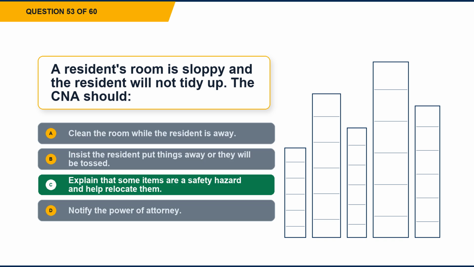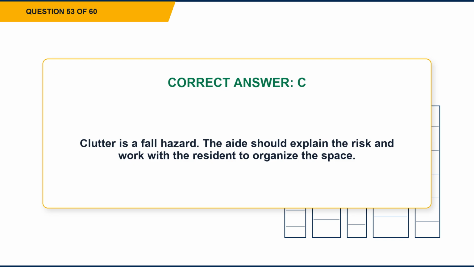The correct answer is option C, explain that some items are a safety hazard and help relocate them. Explanation. Clutter is a fall hazard. The aide should explain the risk and work with the resident to organize the space.